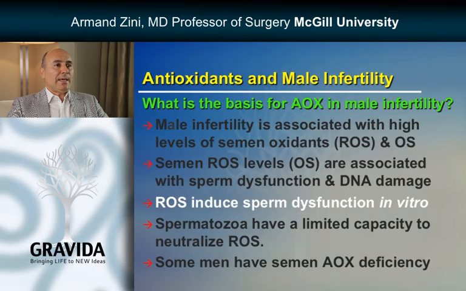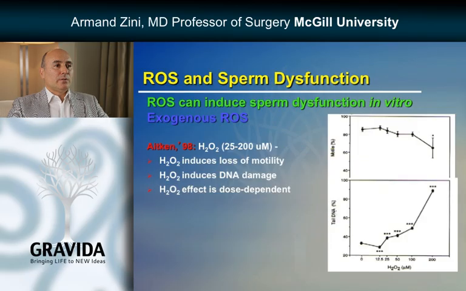Now, we can replicate a lot of the oxidative injury by doing these experiments in vitro, which again supports the concepts of oxidative injury and infertility. So in these studies done by Aiken, what they've shown is that if you induce injury in vitro, you can replicate some of this injury. In this particular set of experiments, hydrogen peroxide was used to induce loss of motility and DNA damage, and the effect was dose-dependent.